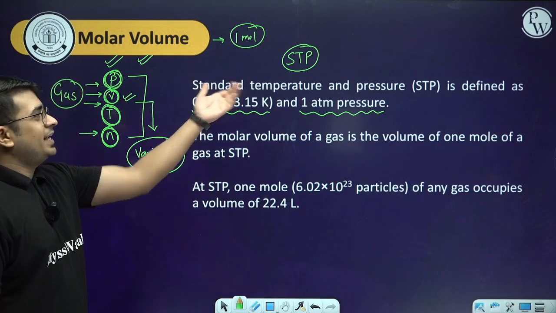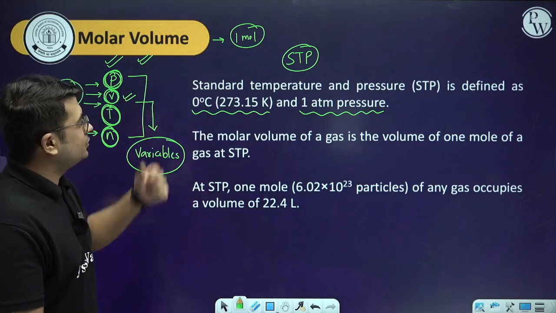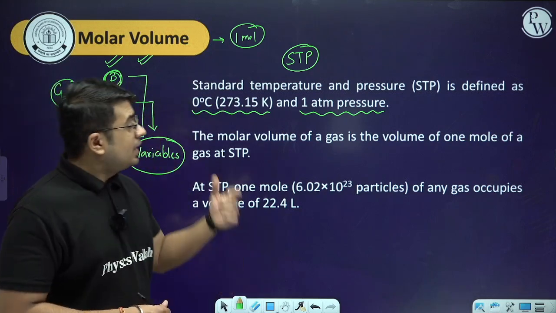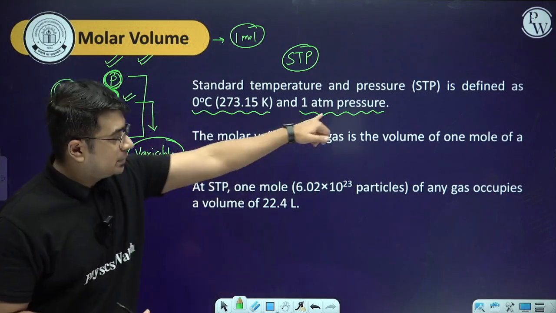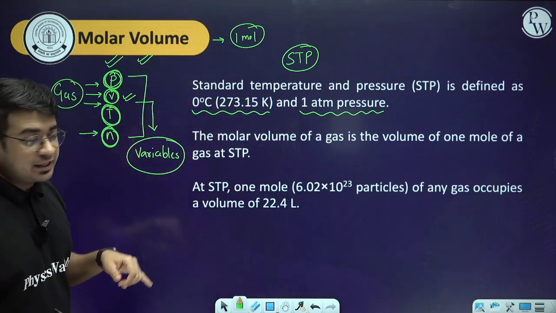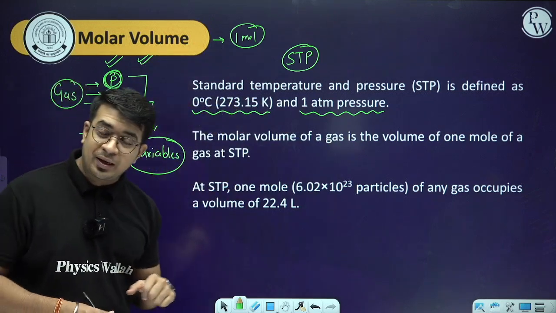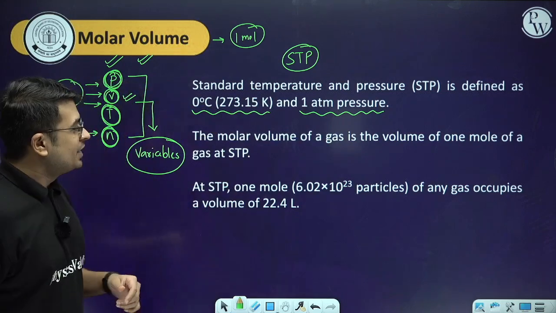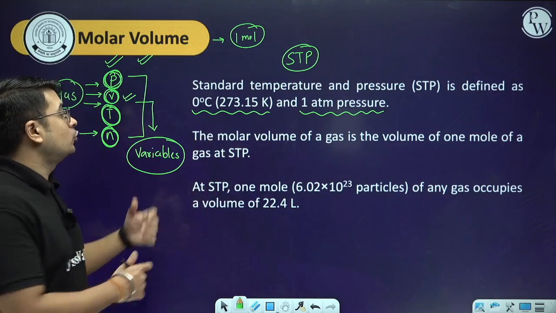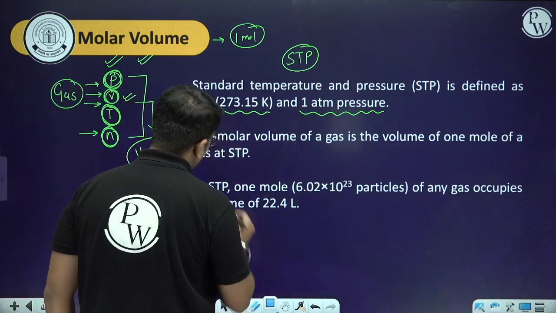So basically STP means a very simple condition, which is 0 degree Celsius, that is 273.15 Kelvin, and 1 atm pressure. Now the pressure is fixed, the temperature is fixed, and I am talking about a one mole calculation. It means I can simply calculate the volume, and that's how you can calculate everything. Now, the molar volume of a gas is basically the volume of one mole of gas at STP. This is the most important thing.